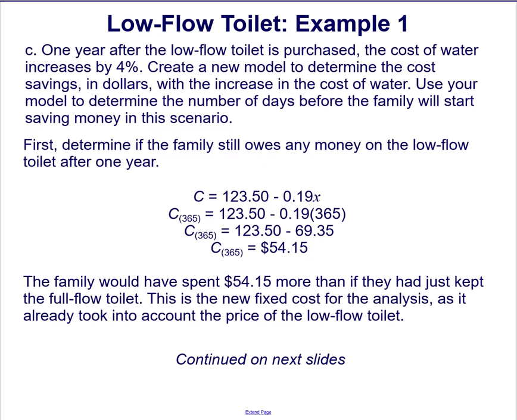So first of all, we want to determine if the family still owes any money on the low-flow toilet after 1 year. What you'll see I'm doing is taking my cost model and replacing x with 365. So 19 cents times 365 is $69.35. Subtract that from the cost of the toilet, and we see that after 1 year, the family spent $54.15. So here's the analysis. The family would have spent $54.15 more than if they had just kept the full flow toilet. This is the new fixed price for the analysis, as it already took into account the price of the low flow toilet.